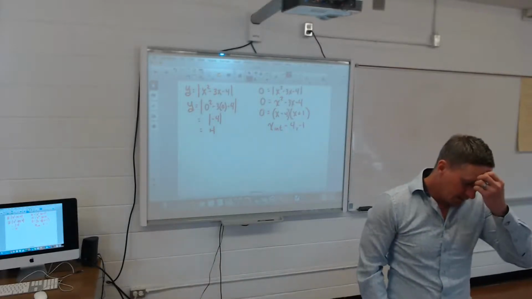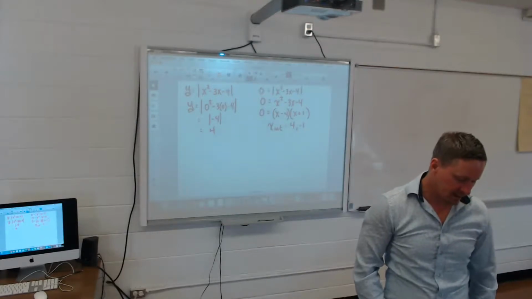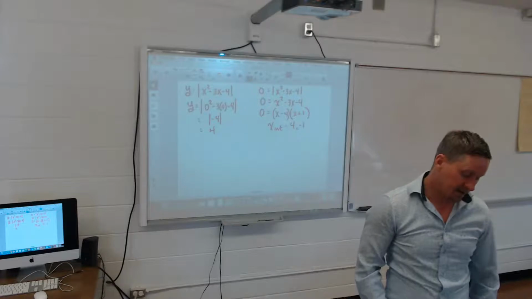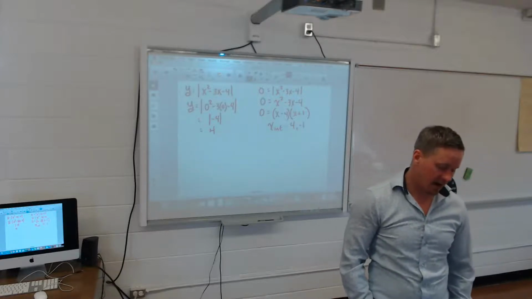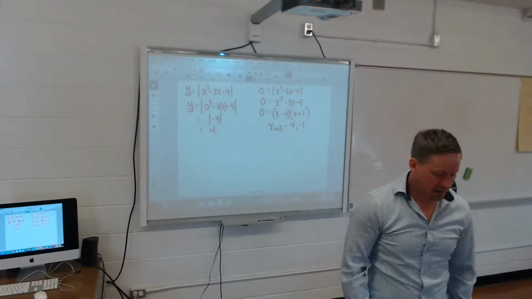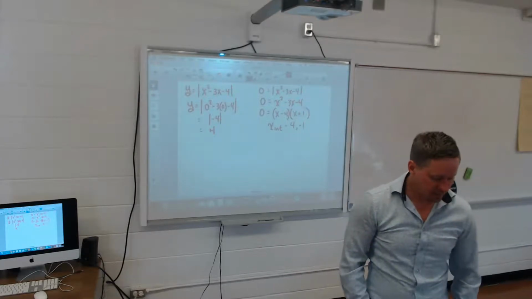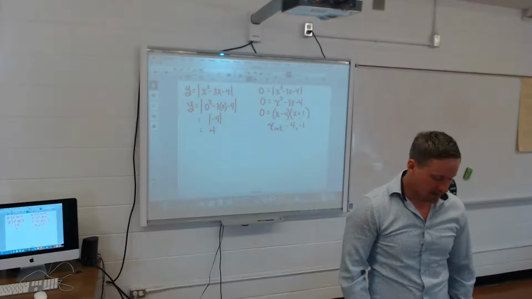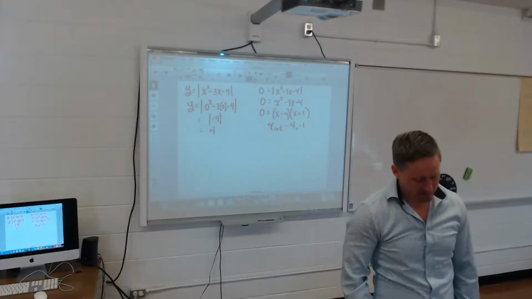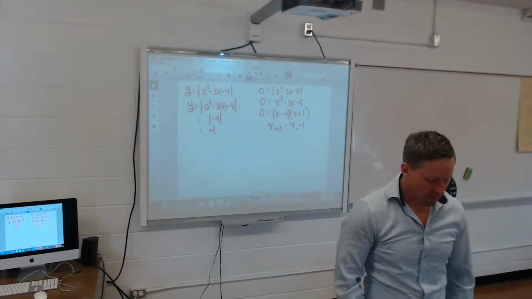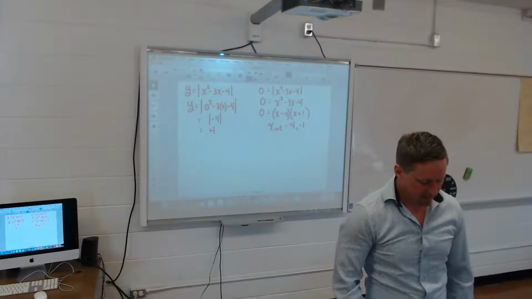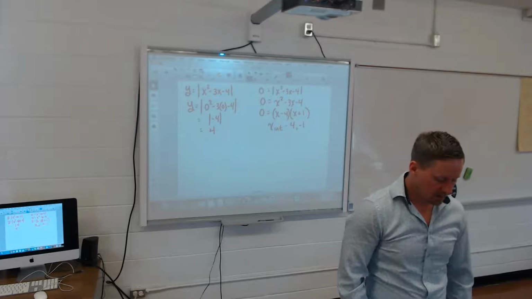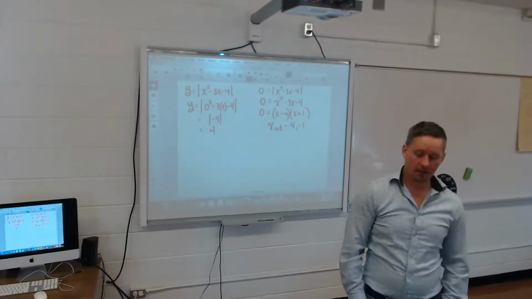So first blank, y equals 0 into the function and solving for x. 0 equals the absolute value. 0 equals x squared minus 3x subtract 4. 0 equals x subtract 4, x plus 1. Therefore, x minus 4 equals 0, or x plus 1 equals 0. X is equal to 4. X is equal to -1. X-intercepts occur at 4 and 0, and -1 and 0.